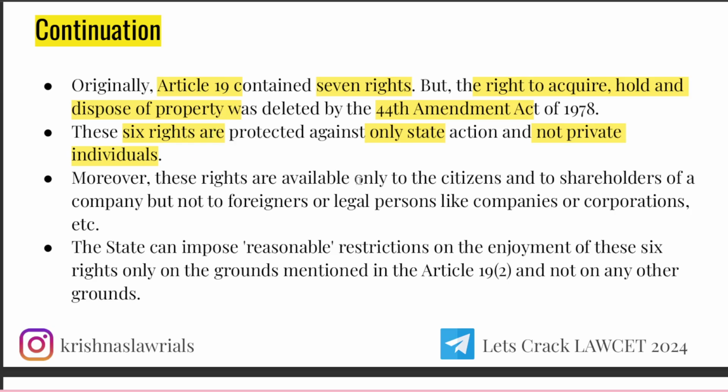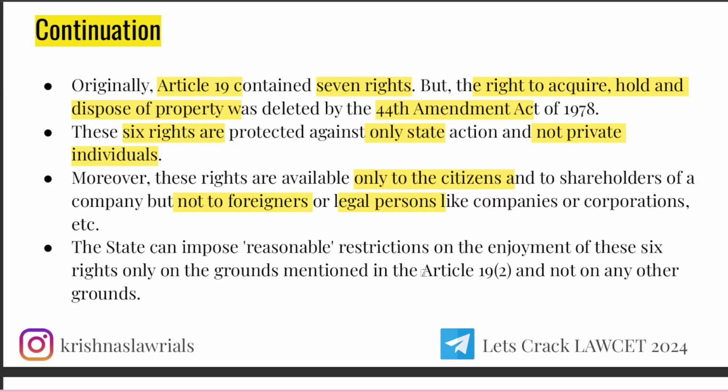Moreover, these rights are available only to Indian citizens and are not available to any foreigner. These rights are not even available to legal persons. By legal person here, I mean any company, legal partnership, or limited liability partnership registered under law, which is treated as an artificial legal person. So no company or foreign person has rights under Article 19, only Indian citizens have rights under Article 19.